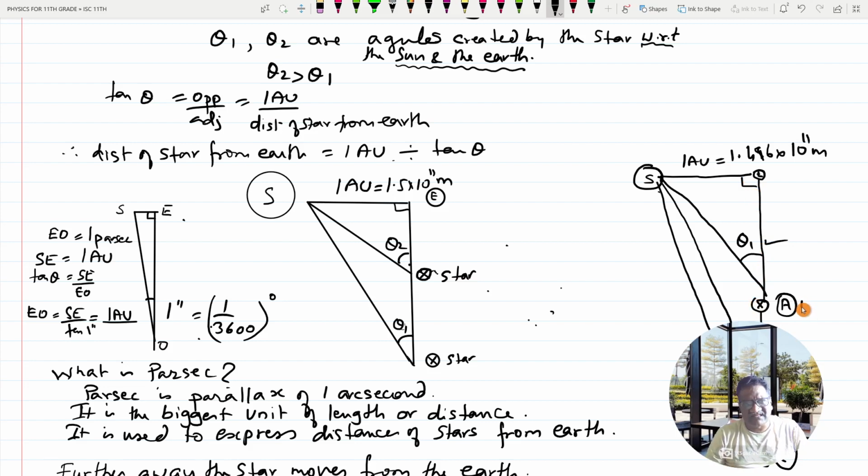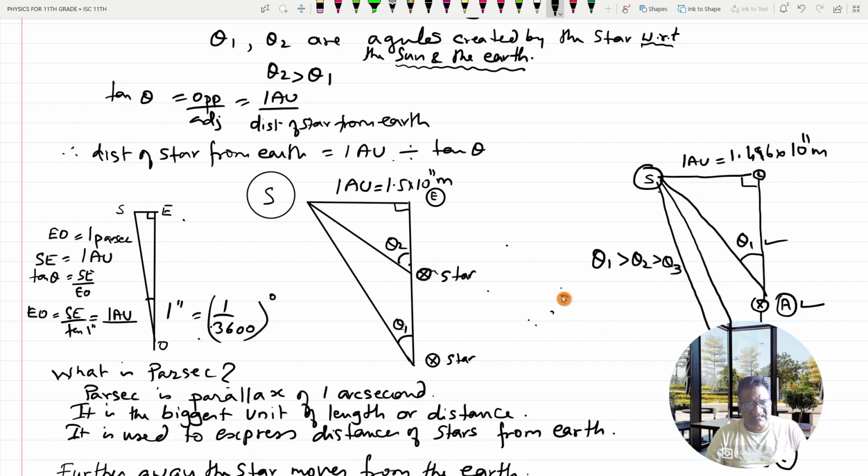So when the star is at the A position, the angle theta 1 will be something. When the star moves further away from the A position to B position, still further away from the earth, then this angle will change to theta 2, and theta 2 will be less than theta 1. And further, if this star moves still further away to position C, then this angle theta 3 will be still reduced. So you can say that theta 1 is greater than theta 2 is greater than theta 3. This angle goes on reducing.